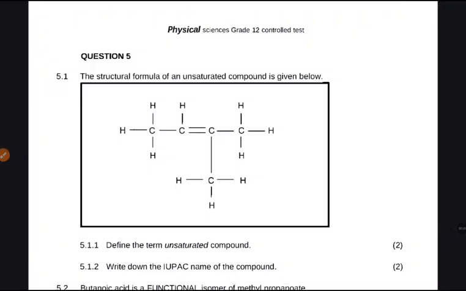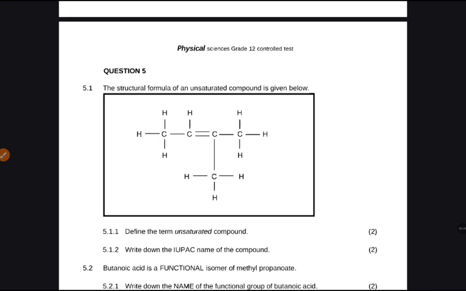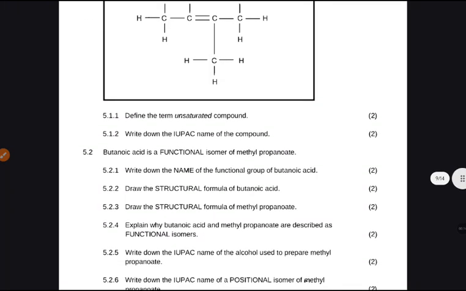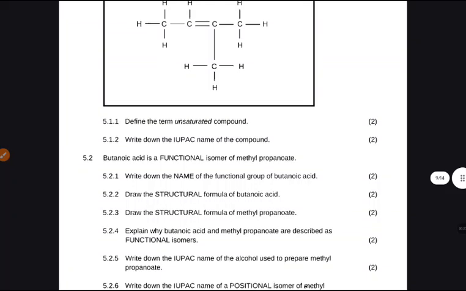All right, grade 12s, welcome back again on our organic molecules. I'm going to take you through question 5, and I want you to listen carefully in terms of how to write the IUPAC name and how to draw. It's very, very important that you pay close attention.